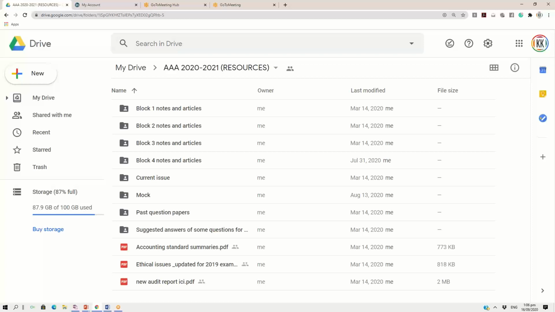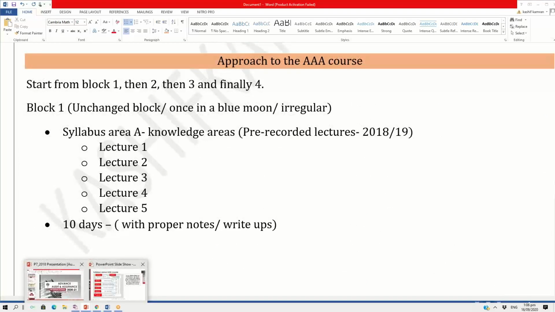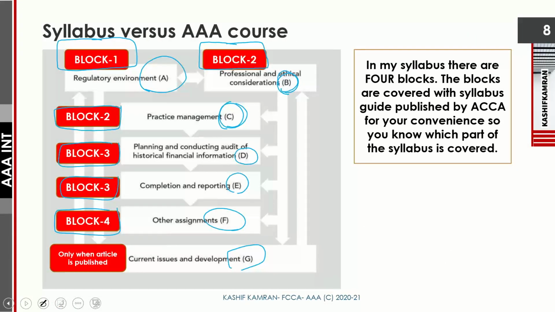Currently, you just need the block 1 notes and articles, the block 1 5 lectures, and the block 1 support files to start working on block 1. So that is it for the orientation session of Advanced Audit and Assurance. I hope you will have a productive course ahead, and this orientation session will help you plan things up.